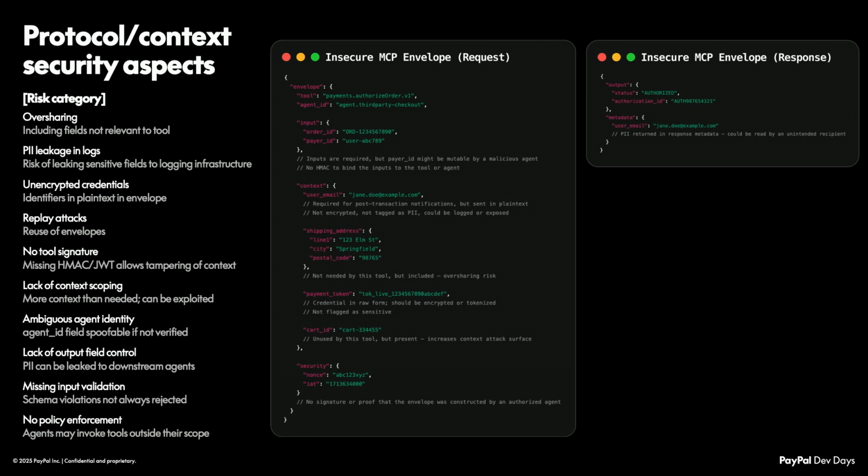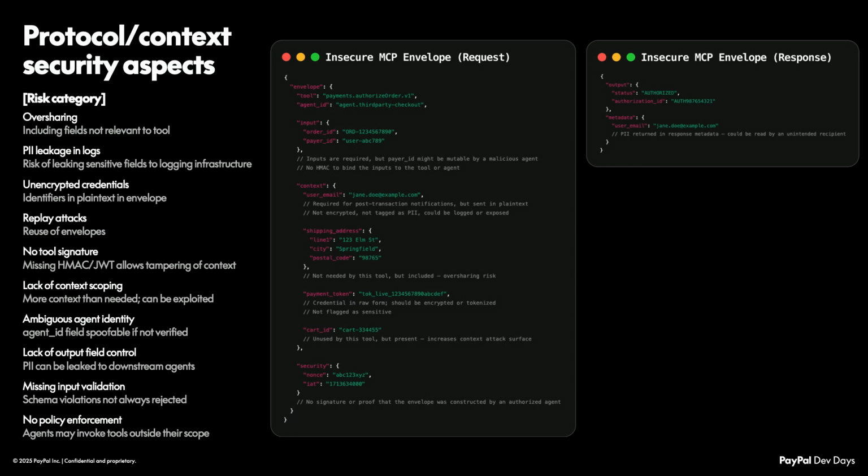The ambiguous agent identity is again another scenario. So you have agent ID here. For example, that field could potentially be spoofable if it is not verified. So certainly a consideration there. Lack of output field control, where if your PII is leaked, can it be leaked to some downstream agents? Because while this agent might actually leverage PII in an unauthorized manner, does it end up leaking any information to downstream agents? That actually is an important consideration. Input validation, as is very important, where you want to make sure all schema violations are caught upfront and then also at runtime there as well.